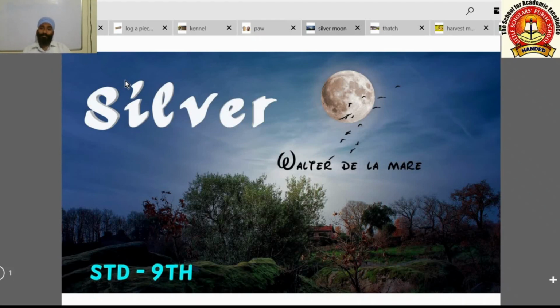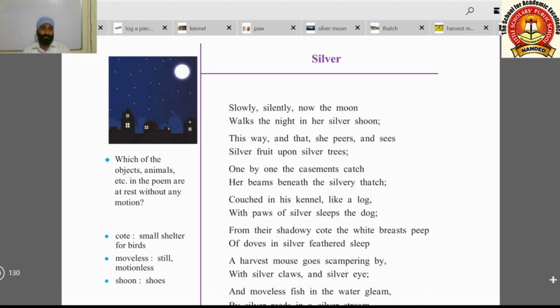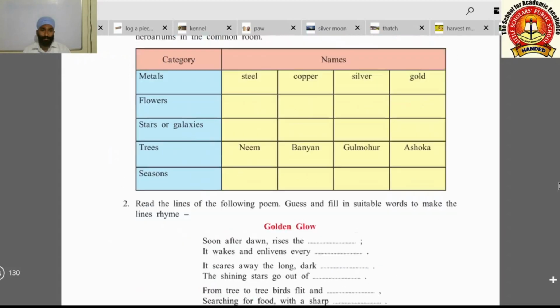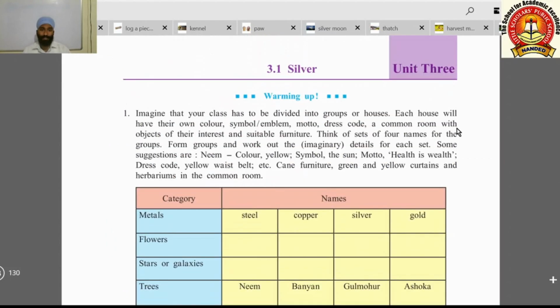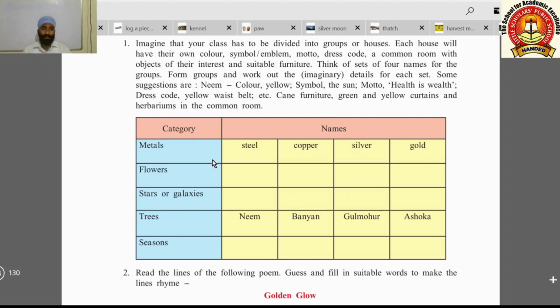First of all, we will come to page 59 of our textbook. On this page, one activity is given to you. This activity you have to do in the textbook itself. Here, categories and names are given. In the names column you have to fill in. One example is given here, two examples are given here: metals, steel, copper, silver, gold.